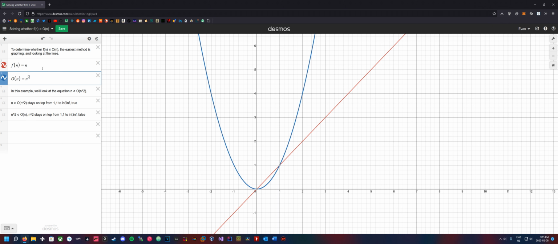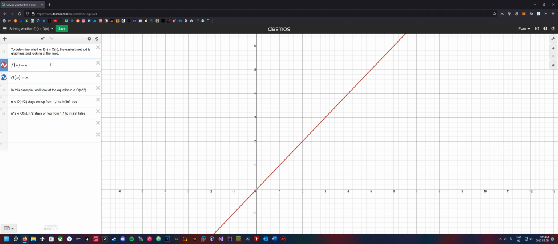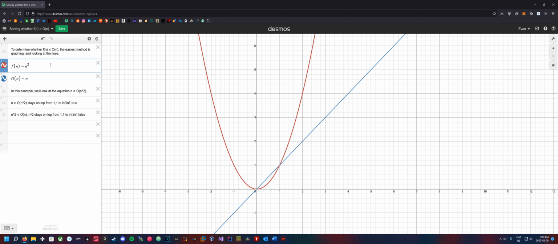Now, if we flip it and set f of n to n squared and O of n to just n, you'll notice that f of n stays on top from 1, 1 to infinity, infinity, and O of n stays on the bottom. That means that f of n is not an element of O of n.